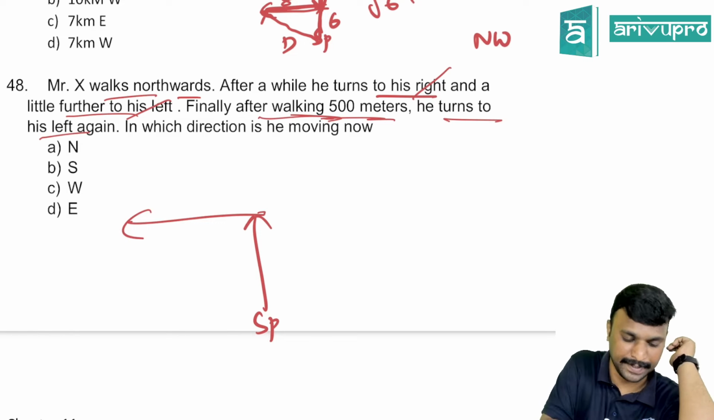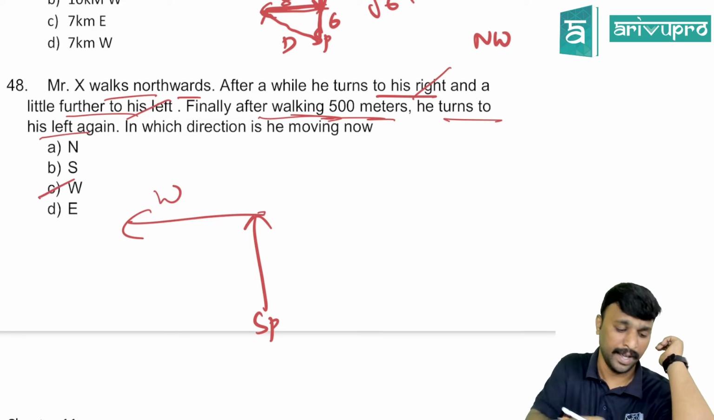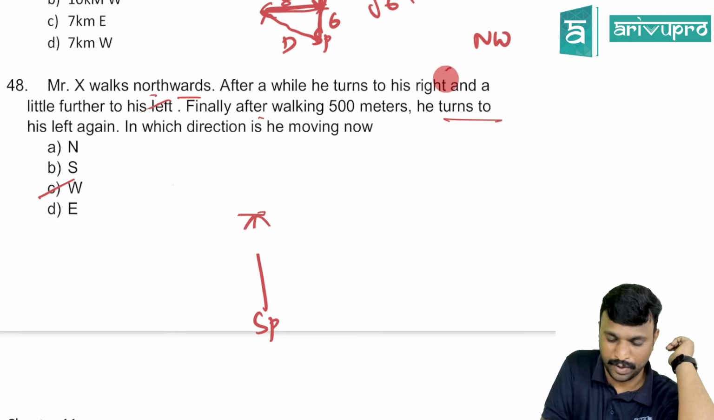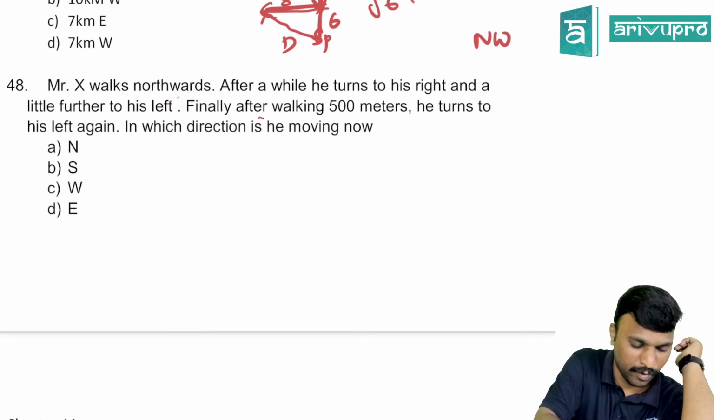So the answer is west. Option C is the answer. Even if you solve it conventionally, without cancelling north, east, south, right and left, you will still get the same answer. If you want, you can just check.